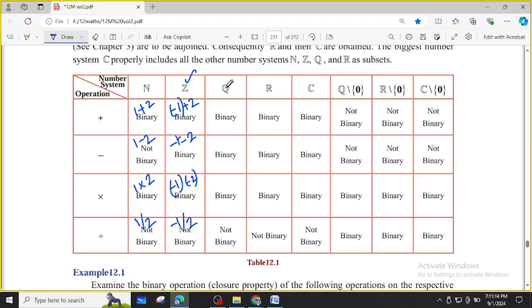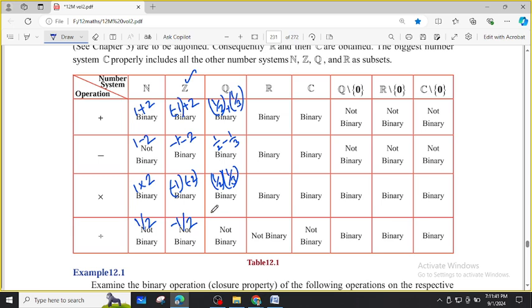So it is not a binary operation. Like that, if you take rational numbers, 1 by 2 is a rational number and 1 by 3 is a rational number. If you add, it is a rational number. If you subtract, 1 by 2 minus 1 by 3, subtraction of rational numbers is a rational number. Multiplication of rational numbers, 1 by 2 into 1 by 3, is a rational number. Division of rational numbers is not a rational number.